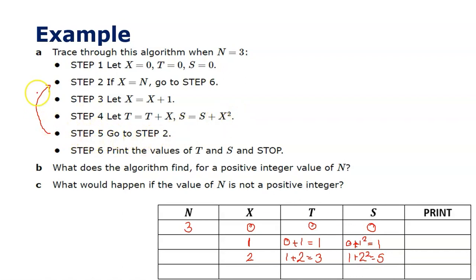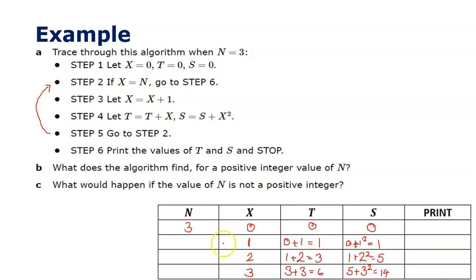Go to step 2. If x is equal to n, then go to step 6. No, still not. I've got 3 and a 2. So x equals x plus 1. I can see this is probably the last time I'm going to do it. T equals t plus x. So I've got a 3, and I have to add on my x, which is 3, which is now 6. And my s is s plus x squared, which is 5 plus 3 squared. 3 squared is 9, that's 14. Go to step 2.